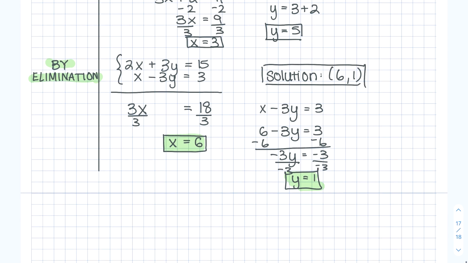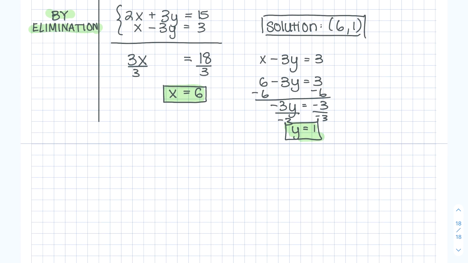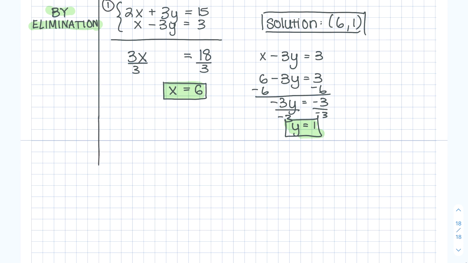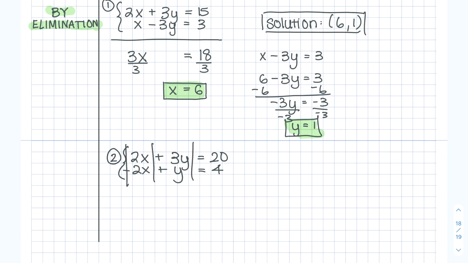You know I'm always going to make you guys do an example problem. So if this was example 1, I want you guys to do example number 2. That one will be 2x plus 3y equals 20, and negative 2x plus y equals 4. See if you can solve this one. Remember, you're just combining like terms vertically. Pause the video and try it, and I'll give you the answer in a second.